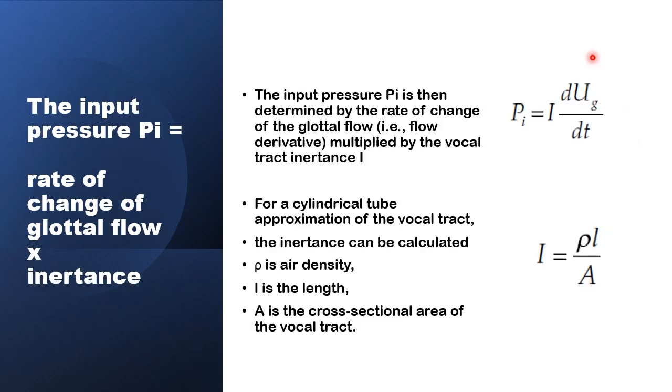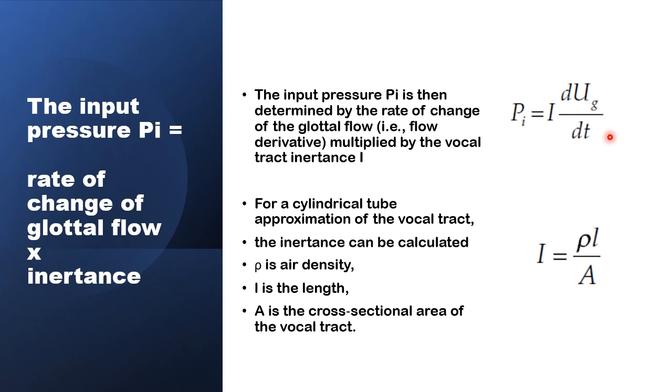So now we need to examine what determines the input pressure in the supraglottal vocal tract. It's actually two things in here: the inertia of the air column above the glottis up to the lips, and the rate of the glottal flow, the change in the glottal flow over time in here. That is to say, the glottal flow through the glottis over a time period.